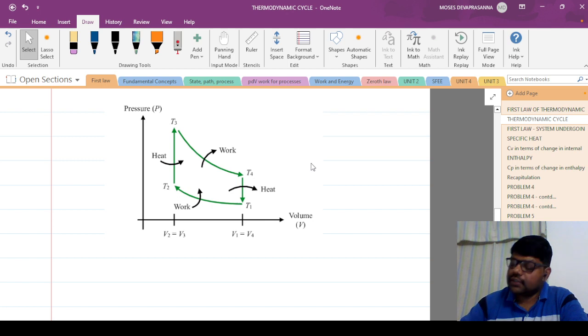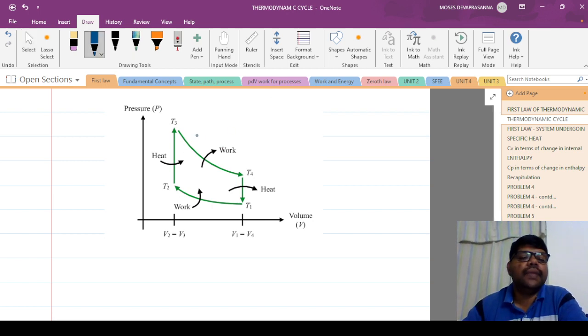In a thermodynamic cycle, there will be energy interactions between system and its surroundings in terms of heat and work. Particularly during the compression process, you will have a work transfer between surrounding to system. So I'll write this as compression work. During the expansion process 3 to 4, the work transfer takes place from the system to surrounding. I'll write that as expansion work.